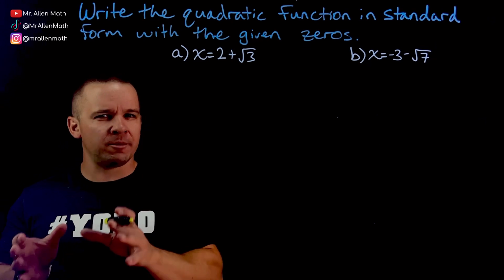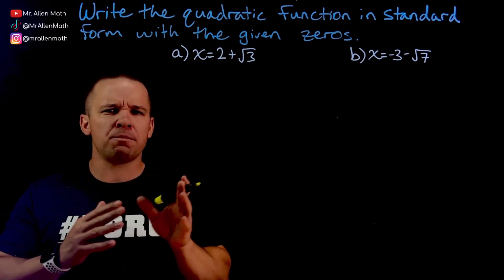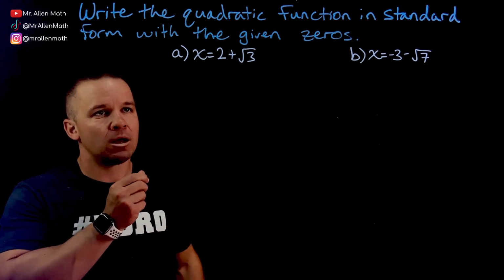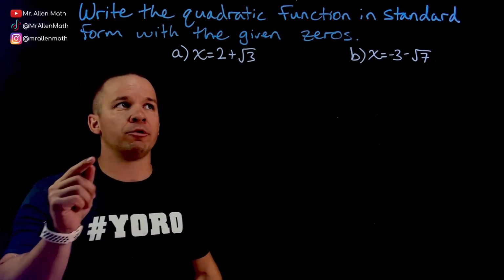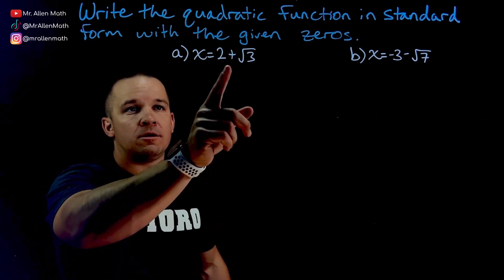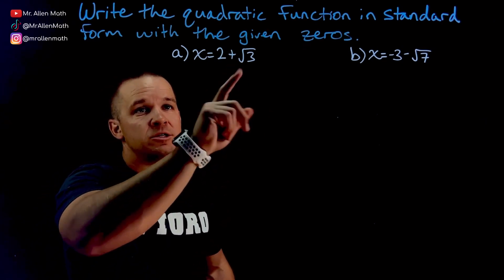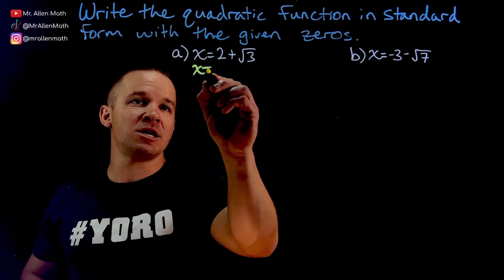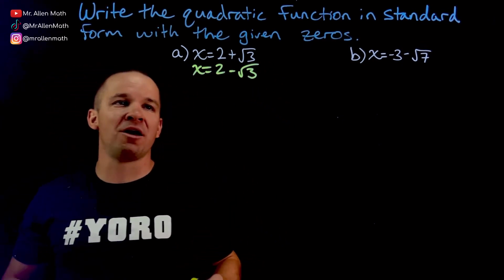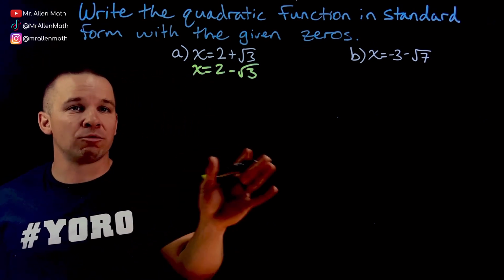You know the quadratic formula? Where it's got the opposite of b plus or minus the square root of b squared minus 4ac all over 2a? Remember that one? I said plus or minus the square root of that stuff, right? We have 2 plus the square root of 3, so we also need x equals 2 minus the square root of 3. There's my other zero. And now I can write this function here.